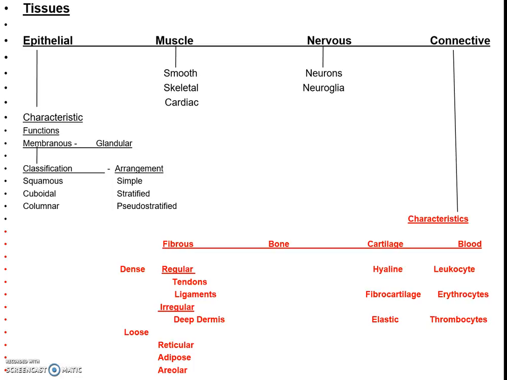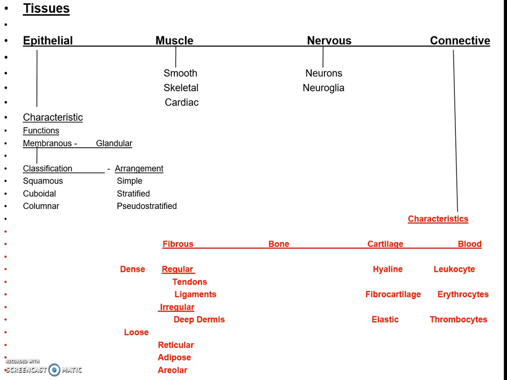Now, they all have a matrix which is made up of protein fibers and ground substance. It's just the proportion of the protein fibers to the ground substance that will determine which subcategory they fall into. So they all have specialized cells. When I say specialized cells, such as a blood cell like a leukocyte, the specific leukocytes are specialized cells. A bone cell, such as an osteocyte, is a specialized cell. A fat cell, such as an adipocyte, is a specialized cell. A fibroblast is a specialized cell.